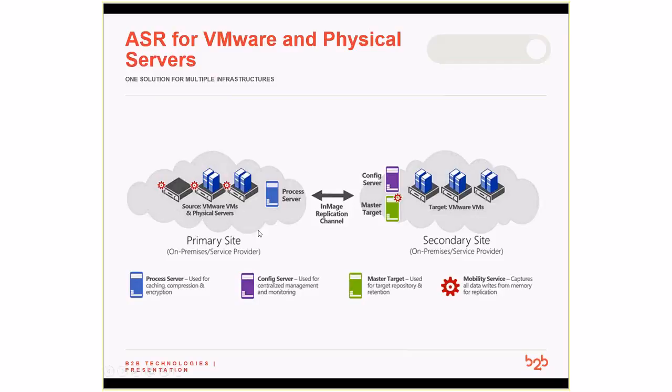And there's also a function that runs on that role called the mobility service, that runs on the master target role. It's a lightweight software component that captures data changes that are being generated on the protected workloads continuously in real time and directly from memory, just for replication purposes. So this is strictly for VMware and physical servers that these additional components are required.